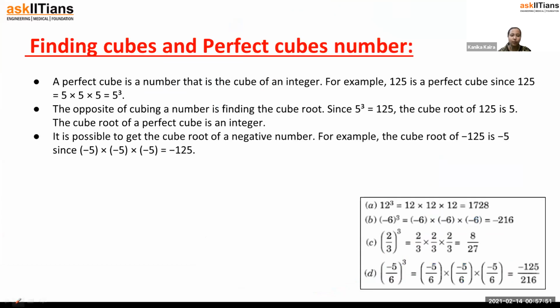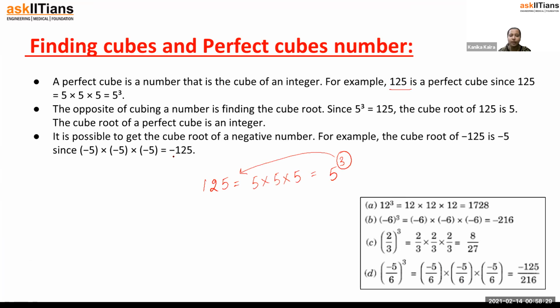First thing is, we will be talking about a perfect cube. A perfect cube is a number that is a cube of an integer. Like for example, we have 125. So 125 is a perfect cube because how do you write the prime factorization of 125? It's 5 into 5 into 5, which is basically 5 raised to the power 3. So that is why 125 is a perfect cube.